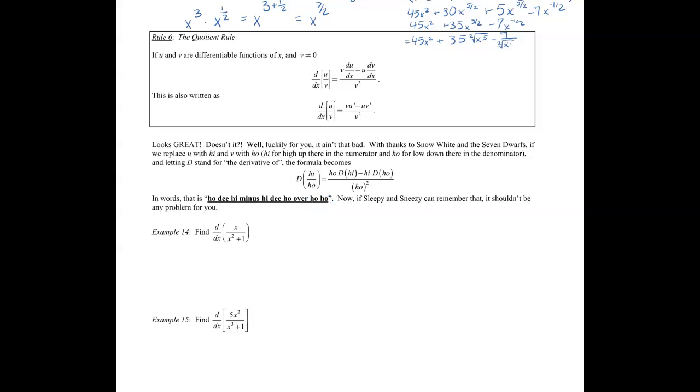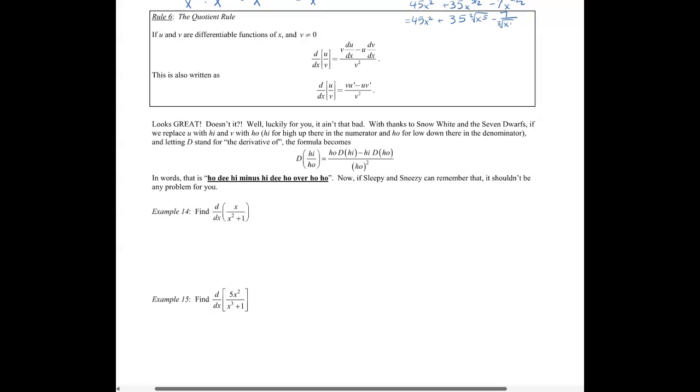Alright, so now we can just remember that, and like I said, it seems like a lot right now, but it's really not as bad as it seems. The important pieces are that I'm going to need the derivative of u and the derivative of v. With division, my u is always going to be my numerator. So in this particular example, 14, my u is going to be x. And my v is always going to be my denominator, which is x squared plus 1. So du, or u primed, is going to be equal to just 1, and v primed, or dv, should be equal just to 2x.